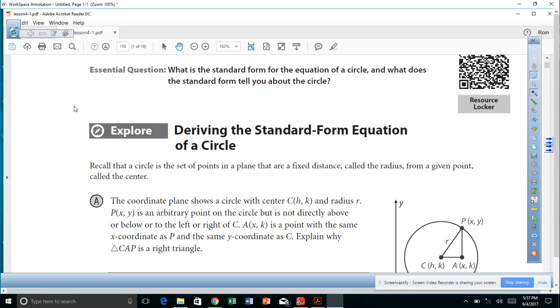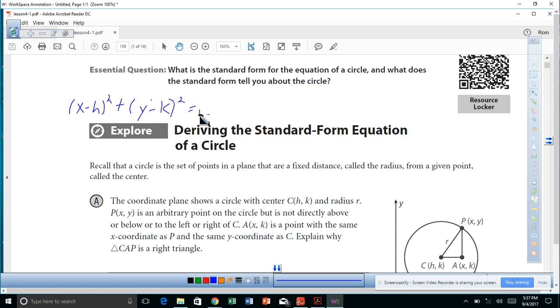The standard form of a circle is x minus h squared plus y minus k squared equals r squared. (h, k) is the center of the circle, and r is the radius. So it tells you the center and the radius of a circle.